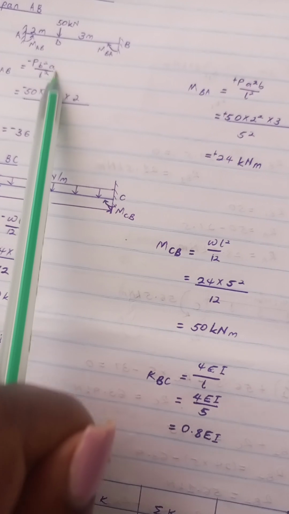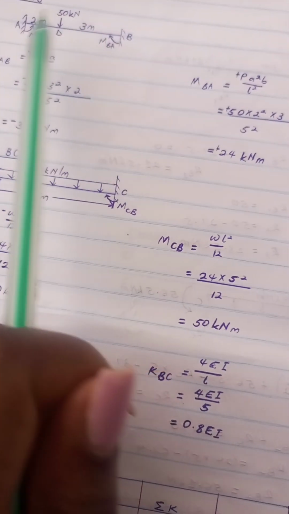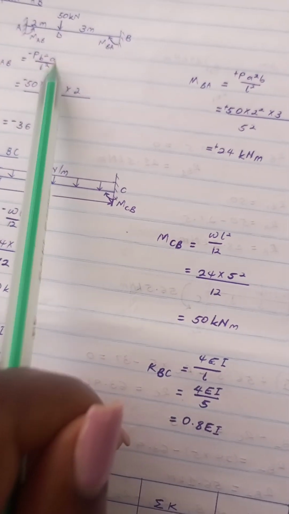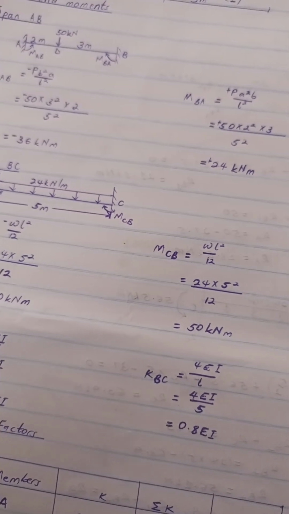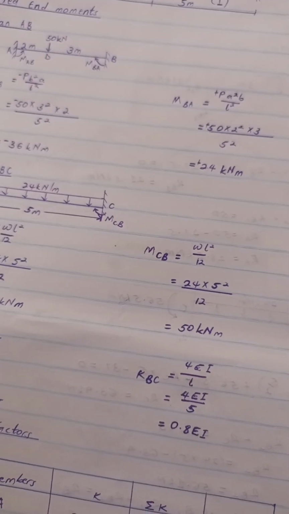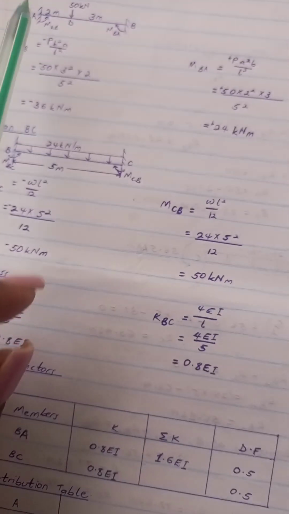But take note, if it is a point load and the distances from it are different, you're going to use this. If the distances are equal, we have a formula we're going to use, which I can't show in this video, but in my next video I will get a question which reflects that exactly. So that is span AB.